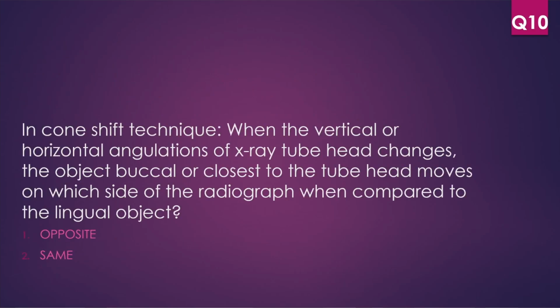Then the last question. In a cone shift technique, when the vertical or the horizontal angulation of the X-ray tube head changes, the object buccal or closest to the tube head moves on which side of the radiograph when compared to the lingual object? Remember the SLOB rule: same lingual, opposite buccal. Object buccal or closest is going to be opposite. So the answer is opposite.